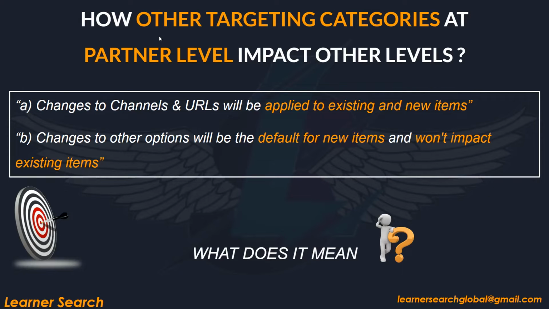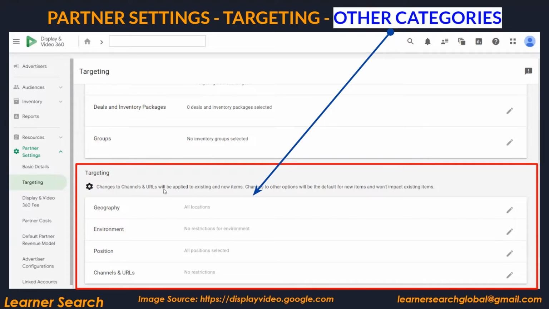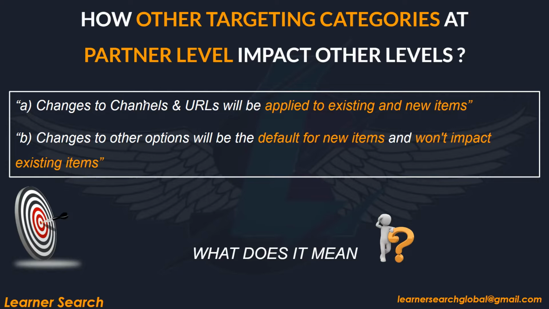Content, audience, and technology we said, right? Since partner level has only content and audience, how will this targeting option impact lower levels of the DV360 hierarchy? In the note, 2 points are mentioned. A: changes to channels and URLs will be applied to existing and new items. And B: changes to other options will be the default for new items and won't impact existing items.